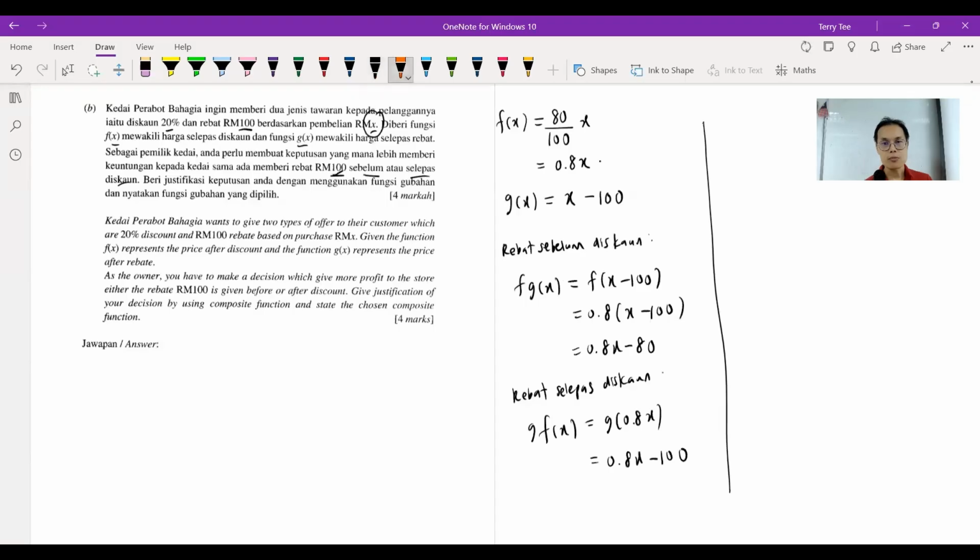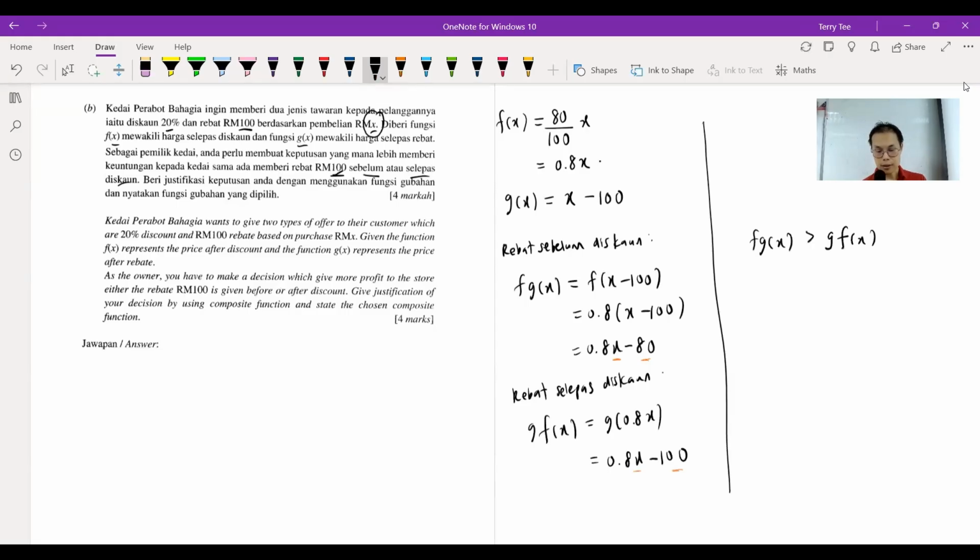So you can see this one, whatever price it is, you minus 80. So you give less discount at the end, right? This one, you minus 100. So you actually give more discount, right? You're actually making the price cheaper. So we can say the value of fg(x) is actually greater than gf(x). You give less discount with fg(x).